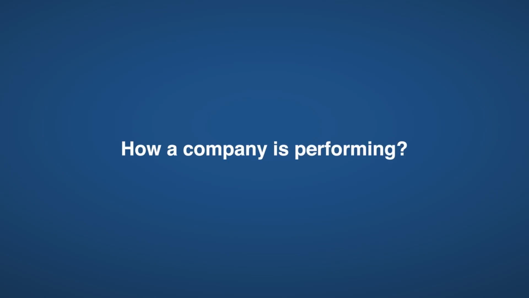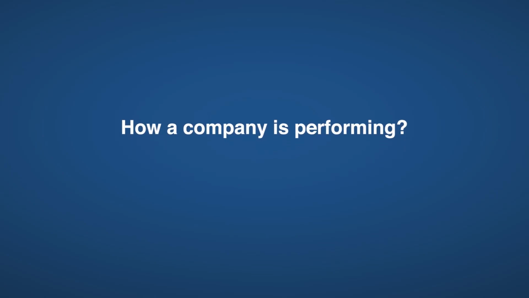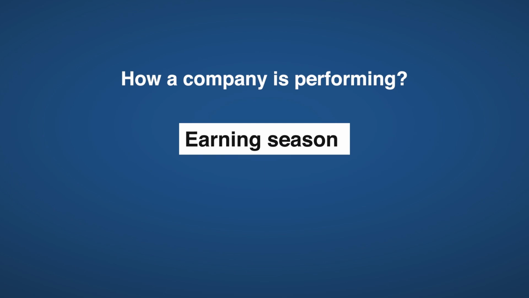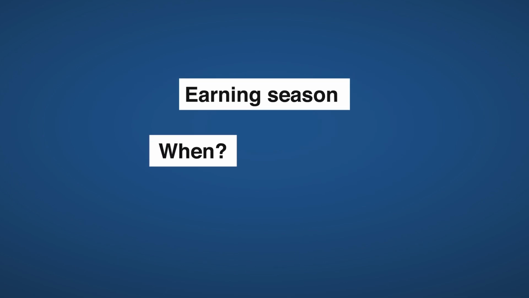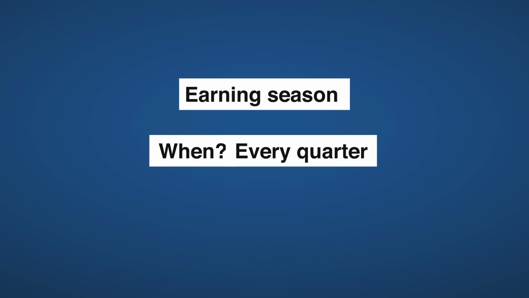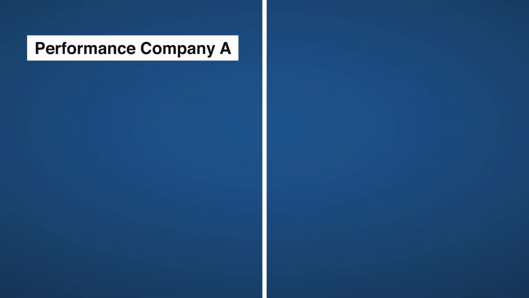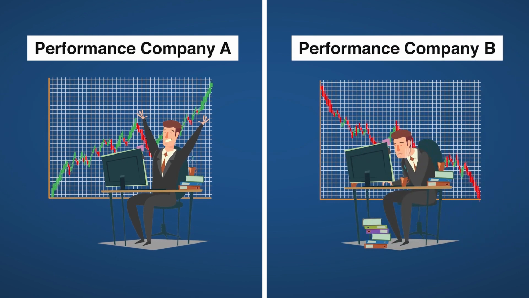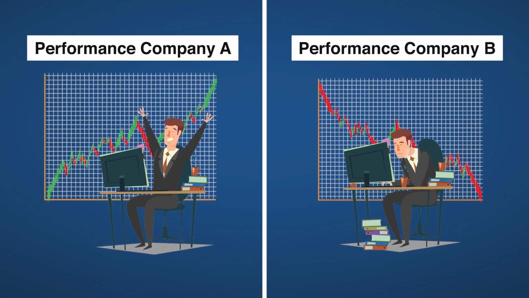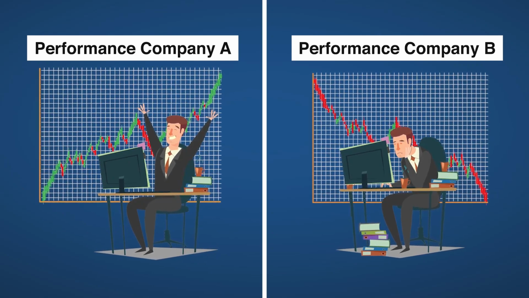One of the major ways of looking at how a company is performing is earnings season. Earnings season occurs every quarter, and this is when all the major corporations like Microsoft, Apple, Google, Facebook, Exxon, JP Morgan, for example, release their quarterly earnings, which reveals how they have been performing financially and future prospects. Have they performed to expectations, or have they fared a lot worse? This can greatly affect their stock value.